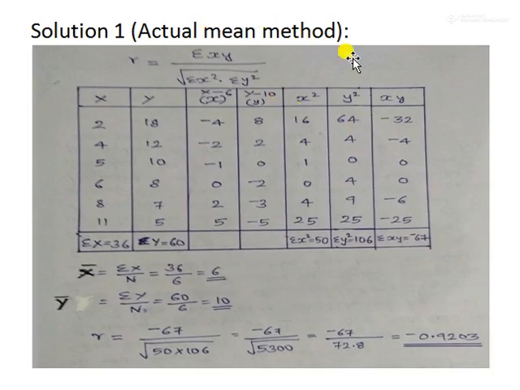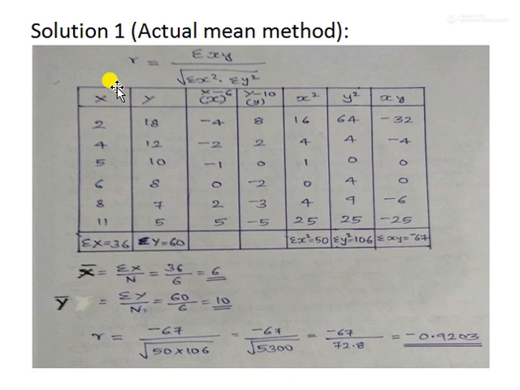Under the actual mean method, the formula for computing Karl Pearson's coefficient of correlation is R equal to sigma xy divided by square root of sigma x square into sigma y square. Here small x equals x minus x bar and small y equals y minus y bar. The three important values required for computing R are sigma xy, sigma x square and sigma y square. All these values can be computed by constructing a table.